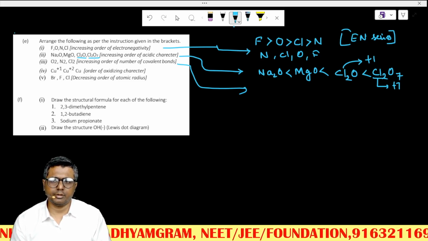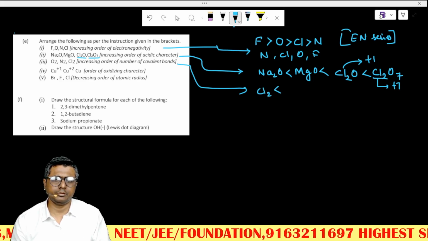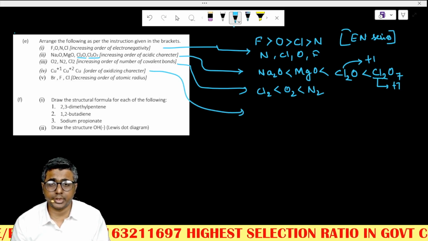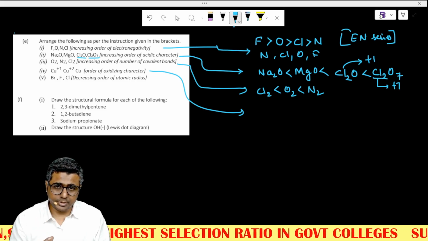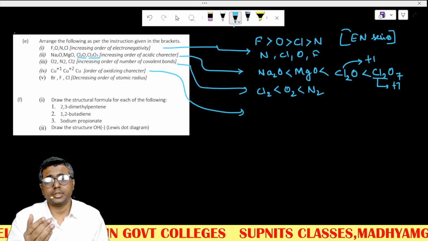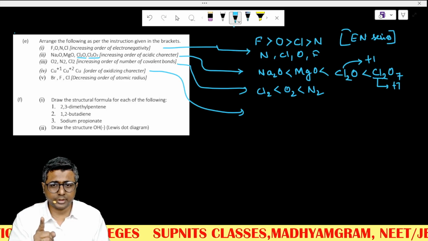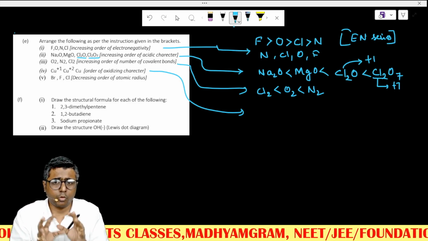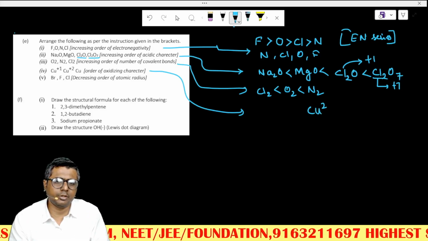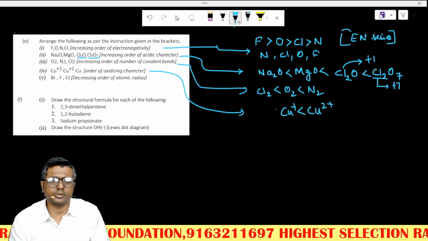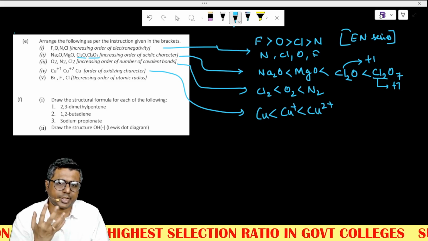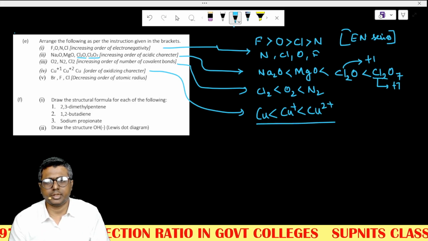Okay. Increasing order of number of covalent bonds: Cl2 less than O2 less than N2. So see, very easy questions. Oxidizing character. What is oxidizing character? An element or species which can oxidize others. Oxidize others means they take electrons from others. So who is going to take more electrons from others? The more positive charge, right? More positive charge is going to attract electrons. So definitely Cu2+ will be leading over here, then Cu+ and then Cu. The more the positive charge, the more electrons it is going to attract from others. So definitely this order does the job.